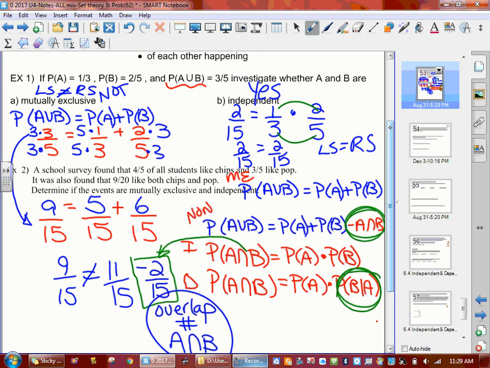So this is where people get confused. How can something be independent, but yet have an overlap? Well, that's like the example of my spinner and my die we talked about earlier.